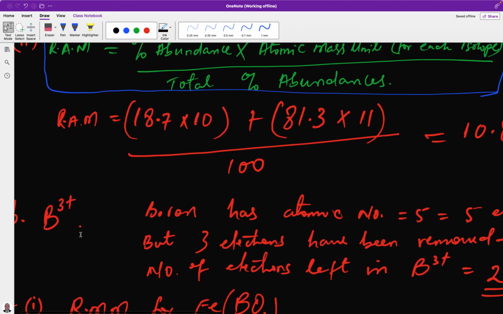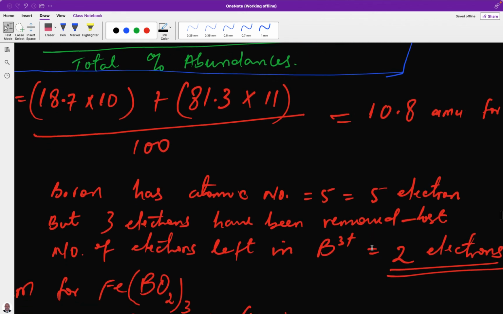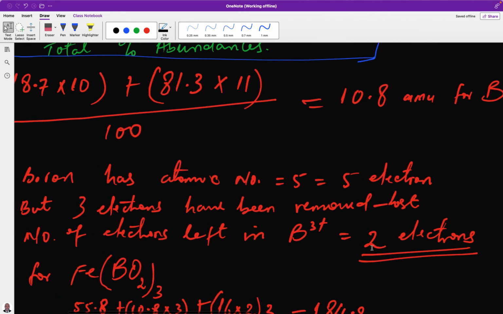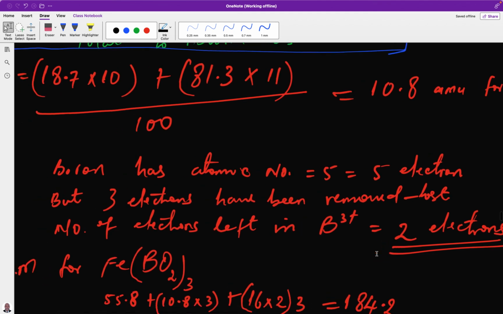And the boron has an atomic number of what? An atomic number or a proton number of 5. Atomic number or proton number is equal to the number of electrons. So if there are 5, then there are 5 electrons. And from the 5 electrons, if 3 electrons have been lost or have been removed, now how many electrons are left? We now say the number of electrons left in B3+, in the boron cation, is 2 electrons.